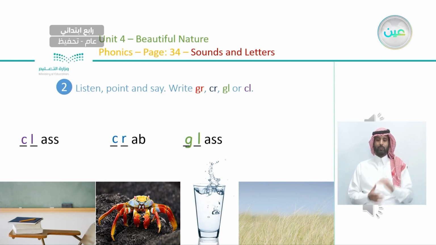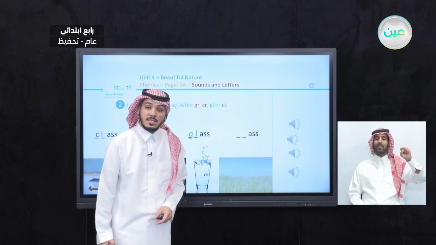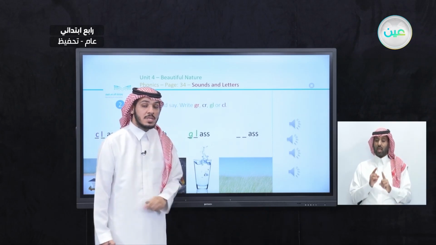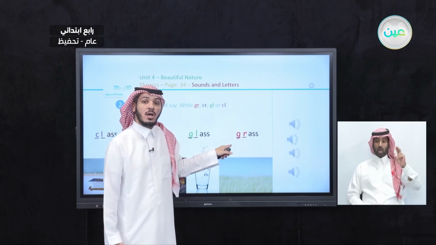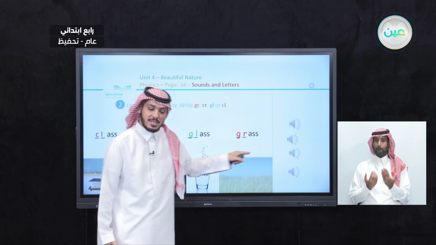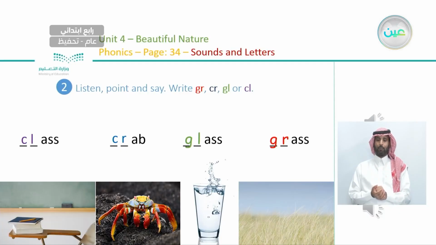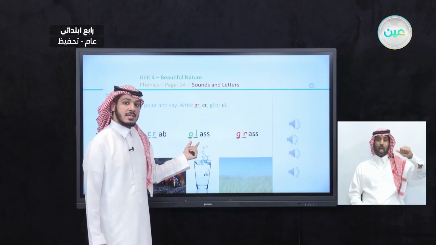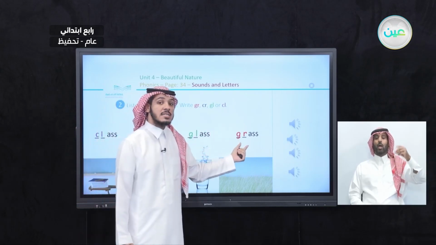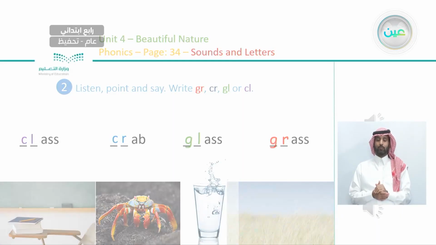Okay, the last one here, we have this. Let's listen and tell me. Grass. What are the two missing letters here? GR. Excellent. So we have GR. Grass. Excellent. Okay, so let's read them together. Class, crab, glass, grass. Excellent. That's good.